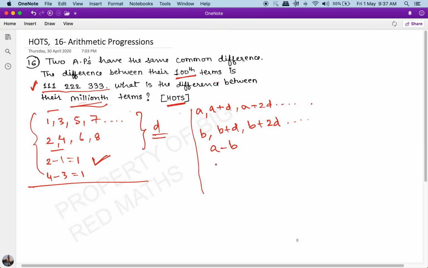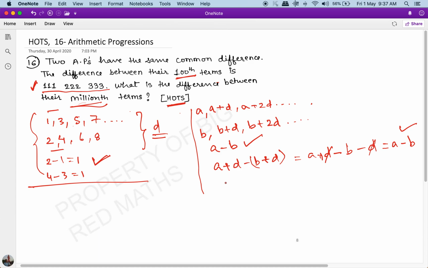The difference between their second terms is A plus D minus (B plus D), and this will become A plus D minus B minus D. So D gets cancelled, and the answer you get is A minus B, which is the same as A minus B here. So I'm using only variables here. I took an example with numbers over here. Here I'm taking only variables.